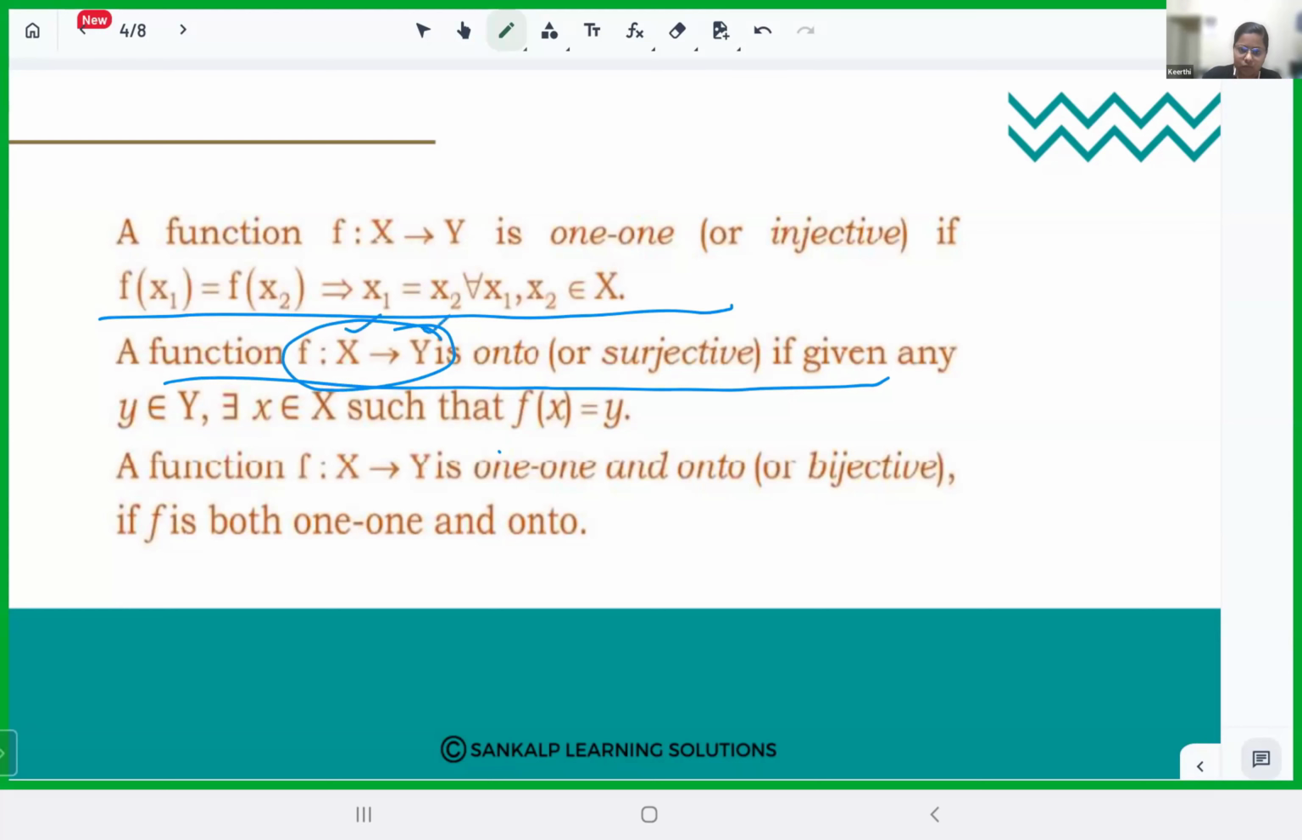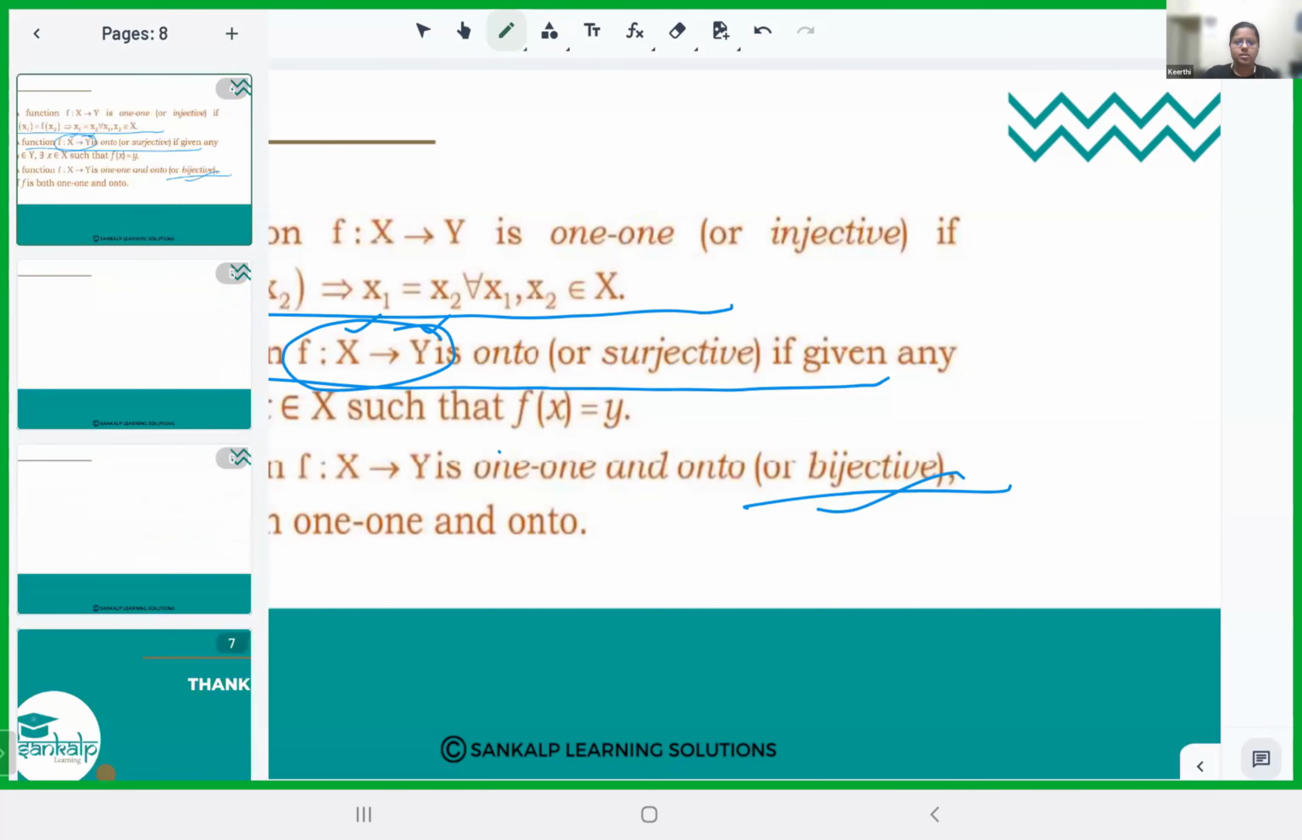X is called the domain of the function and Y is called the range of the function, right? So if all the elements in Y contain a preimage in X, then we say such functions are onto functions or surjective functions. Then who is a bijective function? If a function is both one-one and onto, such functions are known as bijective functions. Okay, now we are going to discuss some problems related to this.